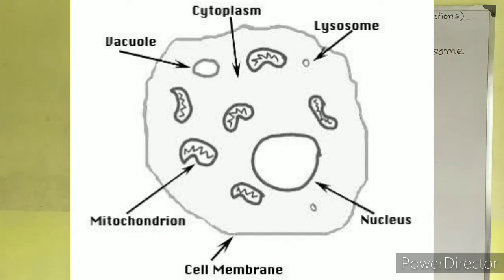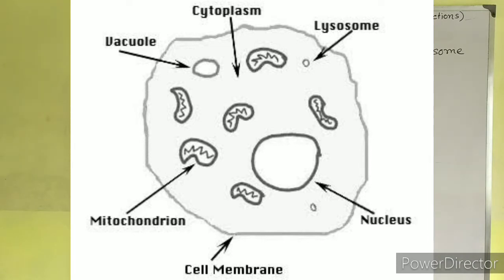First I will tell you about the cell membrane. The cell membrane is also called plasma membrane. It forms the outer boundary of the cell, as you can see in the diagram. It is a thin, delicate membrane. Cell membrane gives shape and size to the cell.